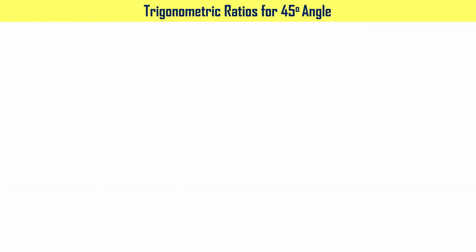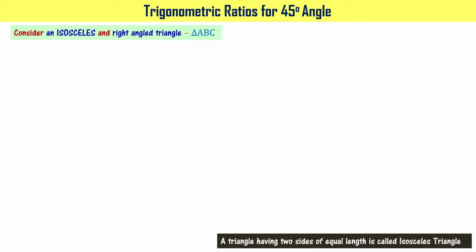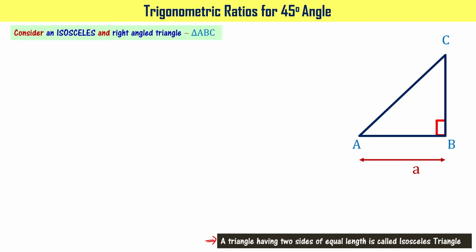To begin with, let's learn trigonometric ratios for 45 degrees angle. Consider an isosceles and right angle triangle, triangle ABC. When you say an isosceles triangle, what does it mean? A triangle having two sides of equal length is called an isosceles triangle, right? So when you draw a triangle like ABC, two sides of this particular triangle are equal. AB is of A units length, and BC is also of A units length. It means length AB equal to length BC, right?